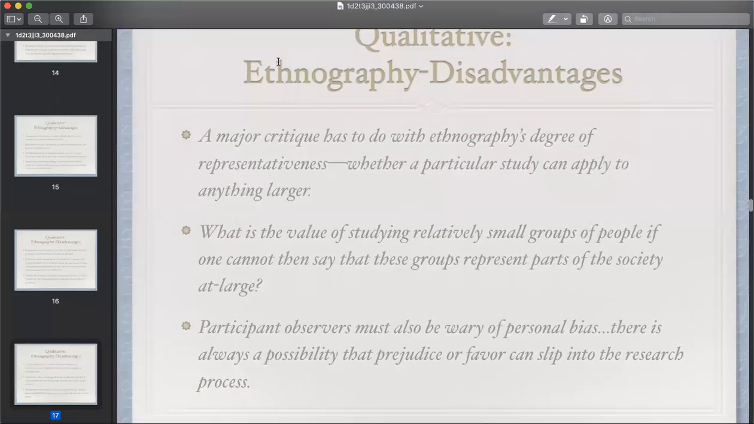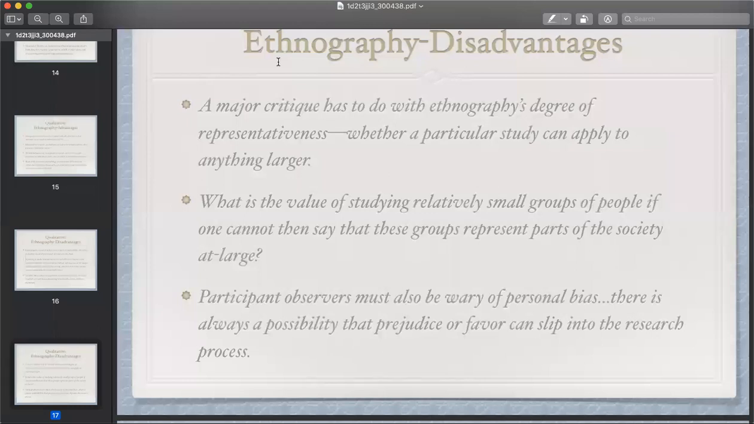Another major disadvantage about ethnography is that is it really a representation of a group as a whole? Or instead, is it actually a representation of the small group of individuals that you observed, right? The small group of individuals that you interacted with. And so you want to keep that in mind as we go through this, right?